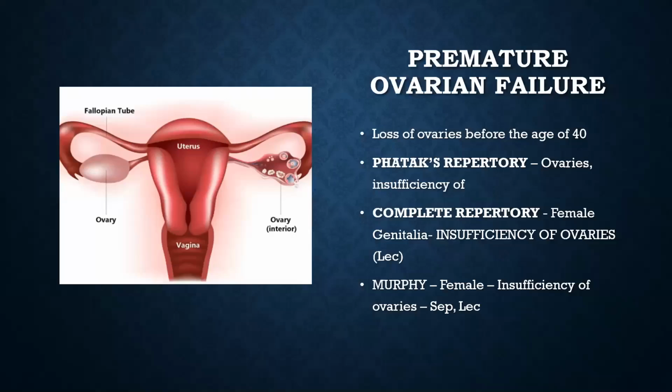And in Murphy's repertory, apart from lecithin, there is one more remedy which is given as sepia. So, if a lady comes with premature ovarian failure, we have Phatak's repertory, ovaries, insufficiency of; Complete repertory, female genitalia, insufficiency of ovaries; and Murphy's repertory, female, insufficiency of ovaries. And the 2 remedies which are important are sepia and lecithin.